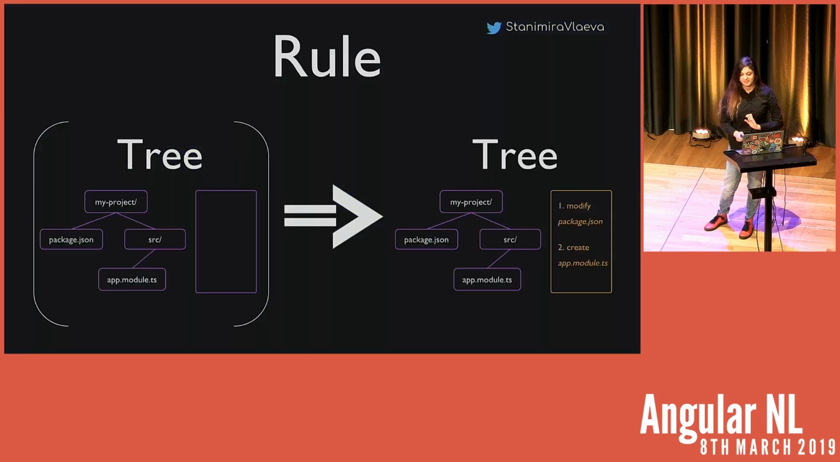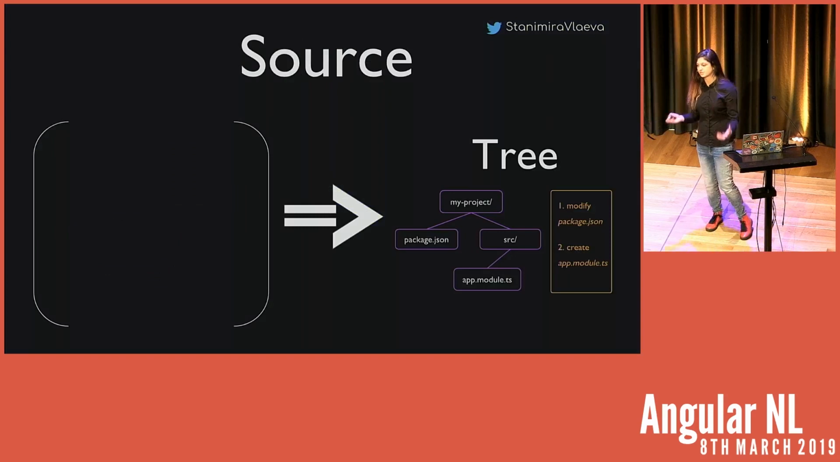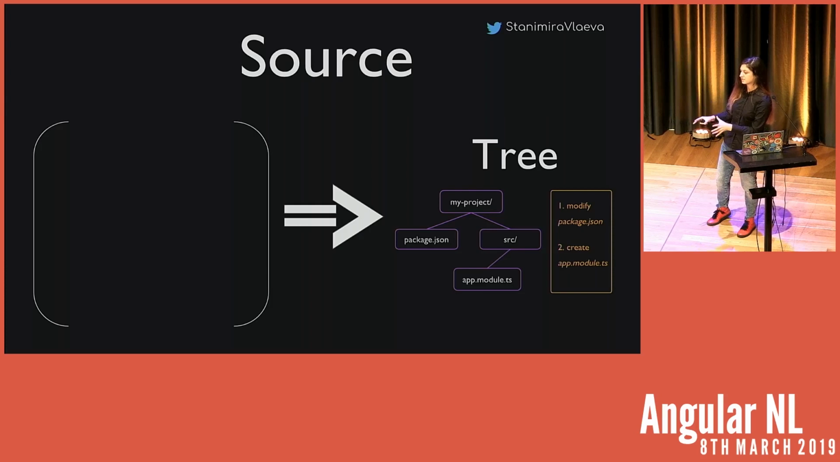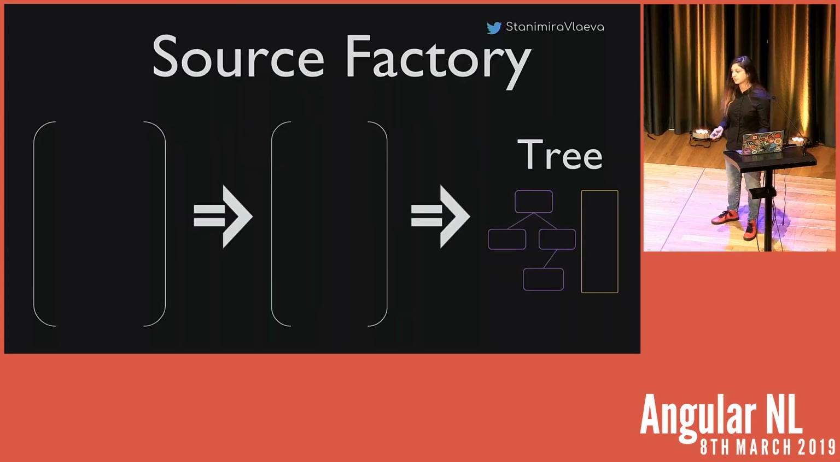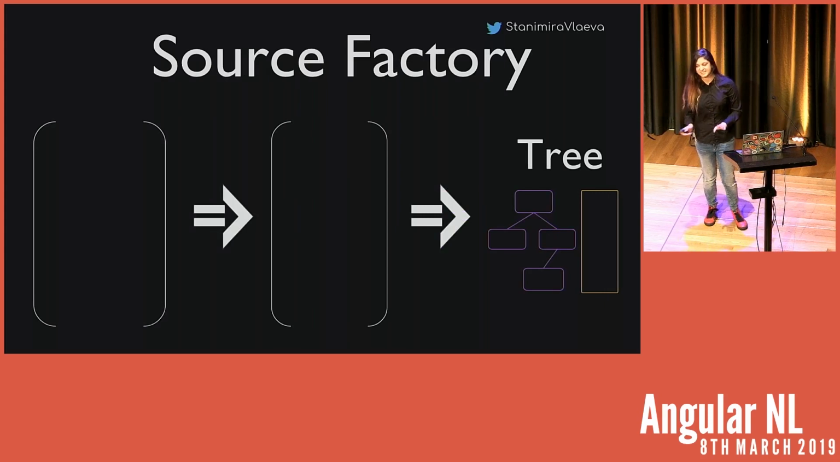So, theory time again. Remember, we have rules. It's a function which takes a tree and returns another tree. We also have sources, which are functions which don't take anything. I mean, it can take some stuff and returns a tree. So the idea is that you basically create trees out of nothing, but not exactly. So just a quick note here, the source can take the current schematic context, but we're not going to focus on that. Just think about it as a function that creates a tree out of nothing. And we also have source factories.